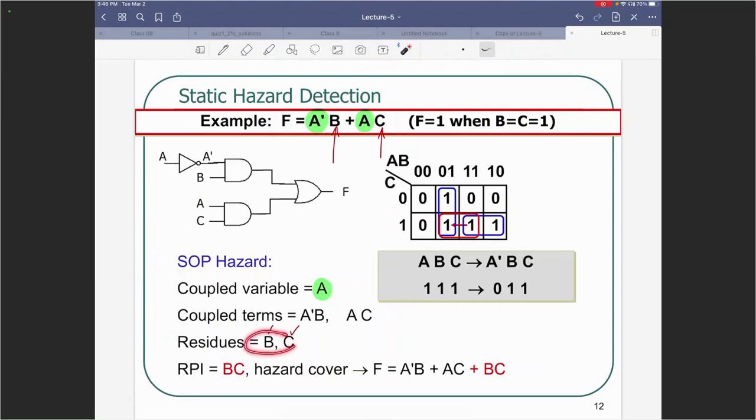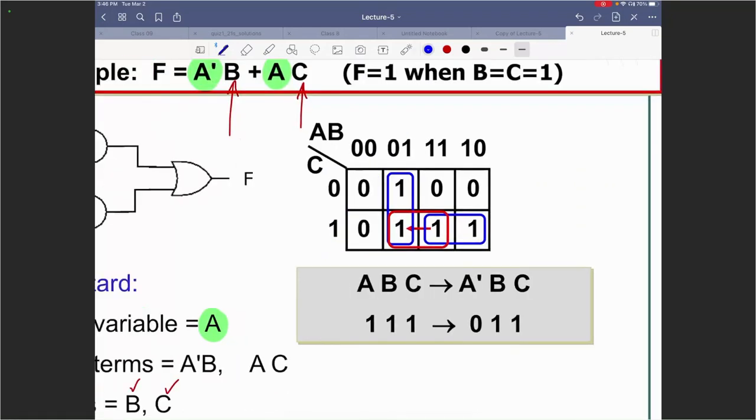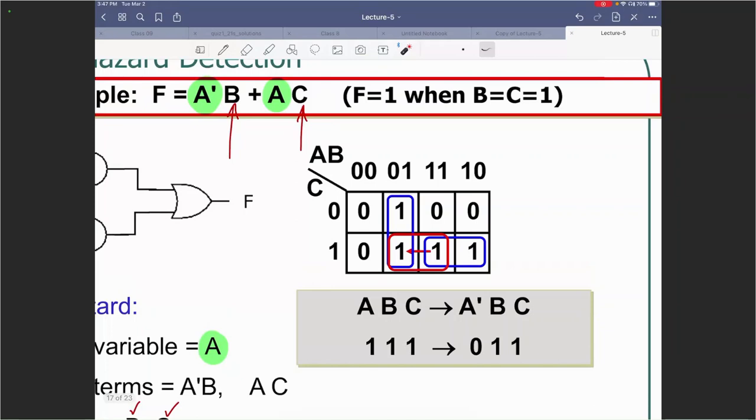You take the product of the residues, you get the redundant prime implicant. And by simply adding that redundant prime implicant to our sum of product form, we have fixed the static one hazard. So this is specifically for the static one hazard. Now, you get the same situation if you look at it in terms of a K-map. You have taken the two terms here and translated them into the K-map. A complement and B, where is that? It looks like that is this guy, right? And the other one, A and C, goes right here.